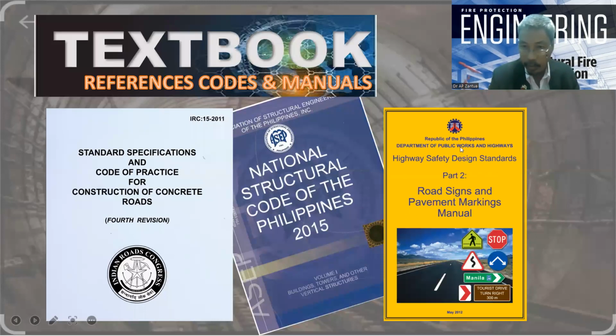And of course, one of the documents, again from the DPWH, Highway Safety Design Standards. We have road signs and pavement markings, the use of paints, the use of symbols. This is part 2. There is another book, part 1. So there are plenty of book requirements for this course. Actually, there are about 6 to 8 as suggested by the CMO.